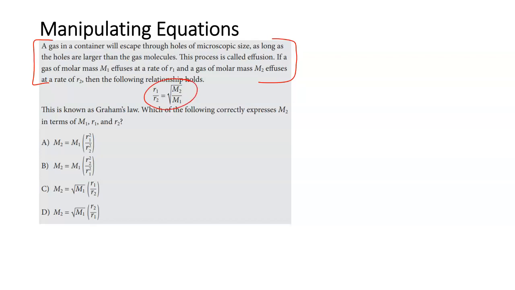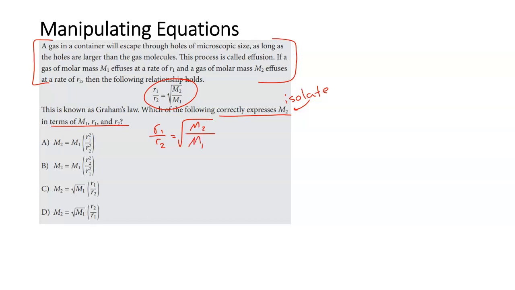We don't need to know what this equation does. We just need to know what to do with it. Which of the following correctly expresses M2 in terms of the other variables? To express something in terms of everything else means to isolate that variable. We want to isolate M sub 2. So we take our original equation, r sub 1 over r sub 2 equals the square root of M sub 2 over M sub 1.